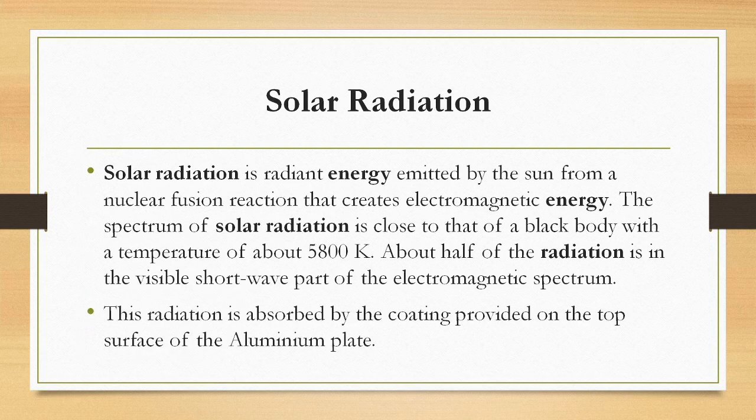So this solar radiation is caused by numerous nuclear fission reactions which occur in the sun. These electromagnetic waves have a very high temperature of about 5800 Kelvin and have the same spectrum as that of a black body. The problem we'll see in the upcoming slides has a special coating which absorbs this radiation and helps the aluminium plate to heat up faster.